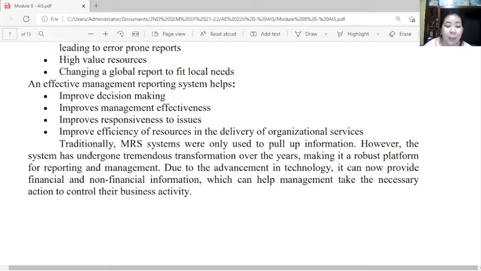Traditionally, MRS systems were only used to pull up information. Before, this was just the purpose of having MRS. However, the system has undergone tremendous transformation over the years, making it a robust platform for reporting and management. Due to the advancement of technology, it can now provide financial and even non-financial information, which is a great help to management, for necessary actions to control the business activities and of course for decision making.